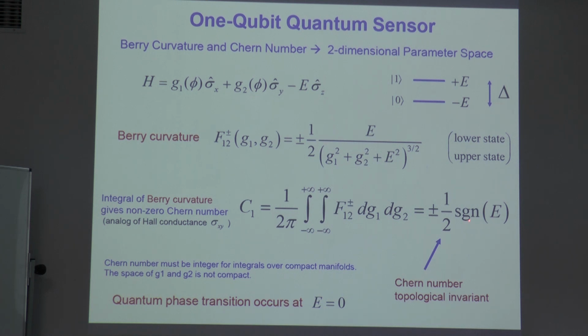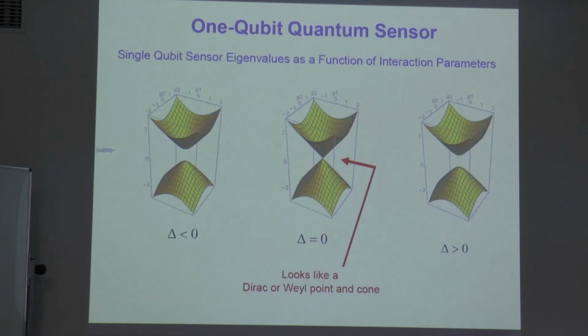But when e changes sign, there's a sign change here, and that's a signal that there's a quantum phase transition occurring at e equals 0. So something in this simple one-qubit quantum sensor already says there's something funny going on, right? And there's some sort of deeper connection. And why this is not an integer is because the Chern number must be an integer for integrals over compact manifolds, and this was not a compact manifold. This was minus infinity to plus infinity.